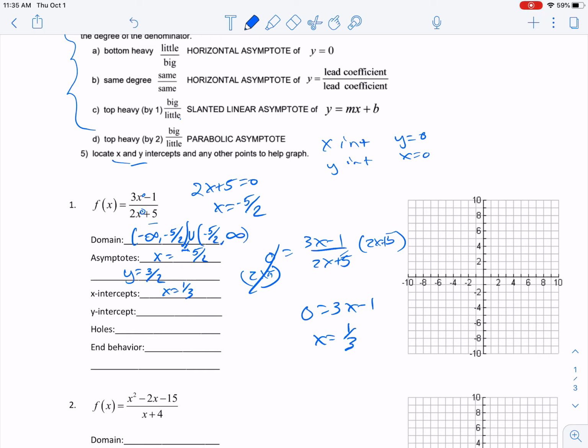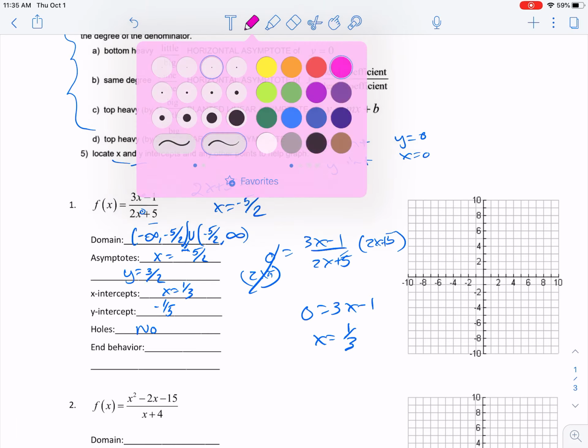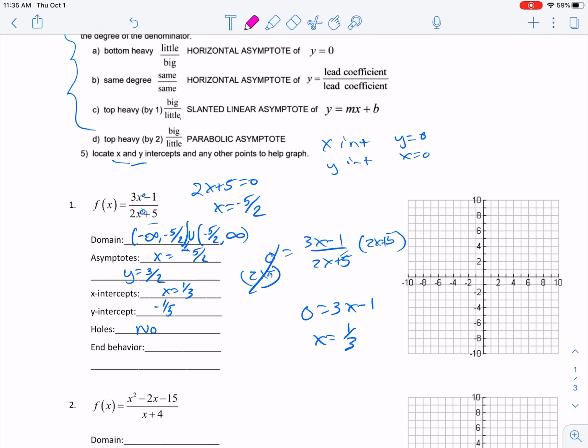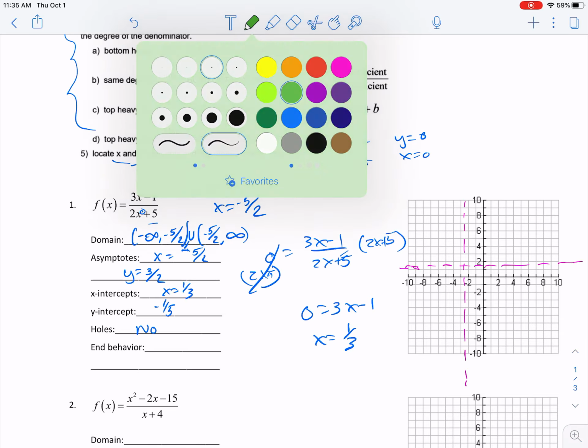The y-intercept, you let x equal 0, and it's negative 1/5. There's no holes because there's no common factors. And let's talk about end behavior in a minute. So let's put in our asymptotes. This one's at negative 5 halves, so that's 2.5. And the horizontal's at 1.5. Okay, it's going through.